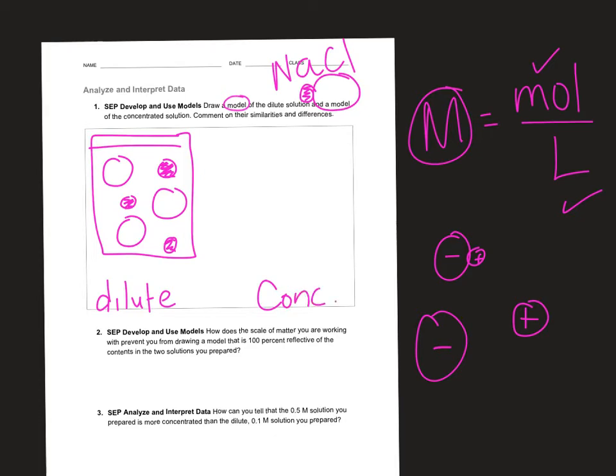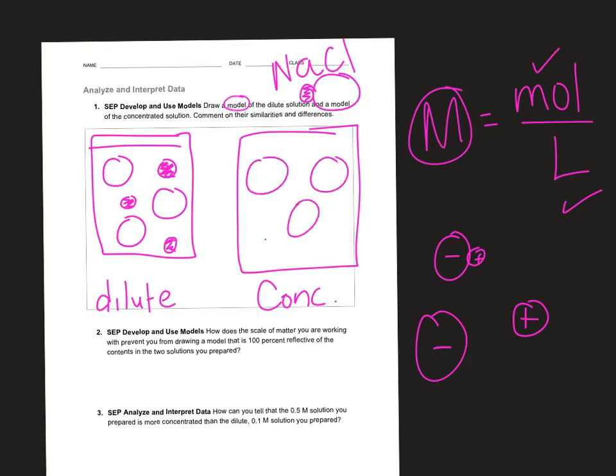All right, a concentrated version of this, we would just increase the number of solute moles or pictures that we have in this same amount, this volume. And so let's just go ahead and say, okay, so now I have 5 chlorines, and now I have 5 little sodiums. Okay, that would be a concentrated version. Okay, so a little bit closer together, less solute in the same amount of liquid. And that's basically what I was looking for. Okay. All right, number 2.